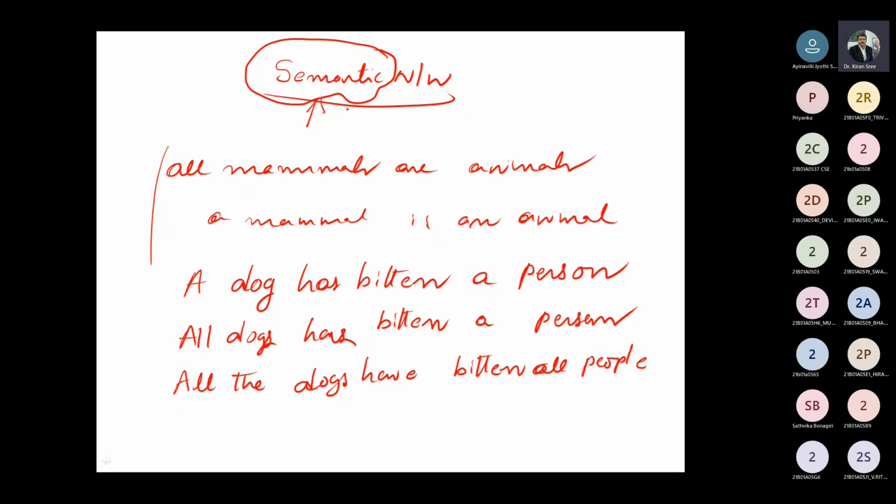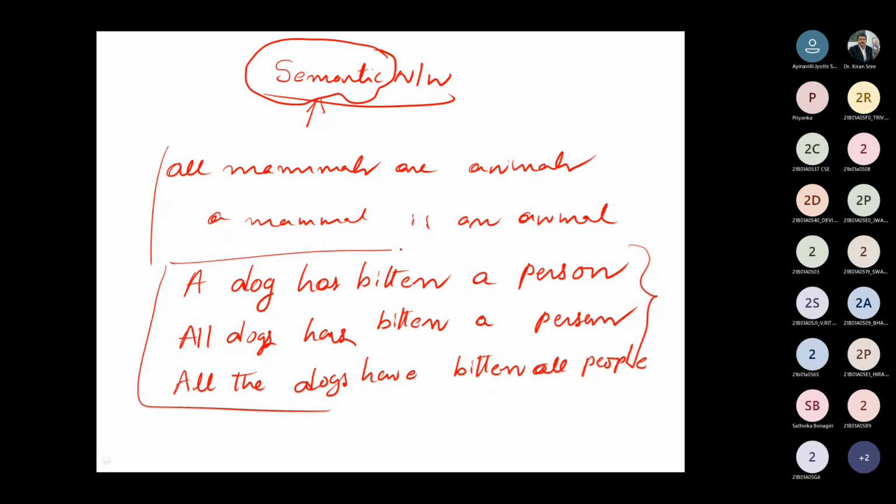Is there any change between these three statements? Are they the same or different? A dog has bitten a person. All dogs in the city, or all the dogs, have bitten a person. All the dogs have bitten all the people. Is there a difference between these three?